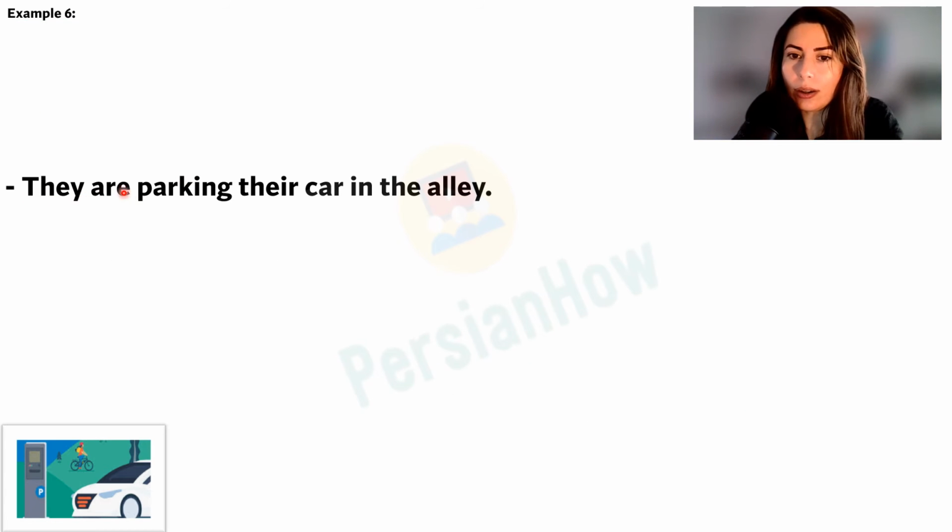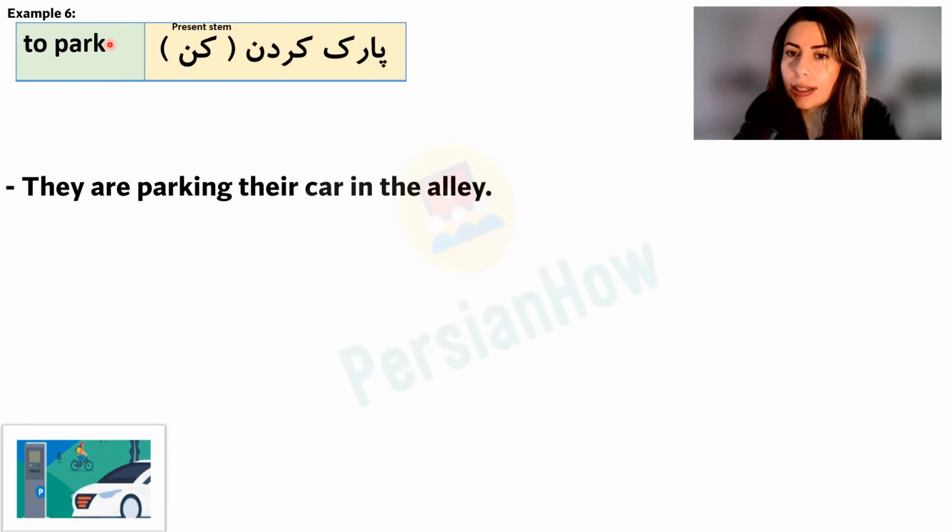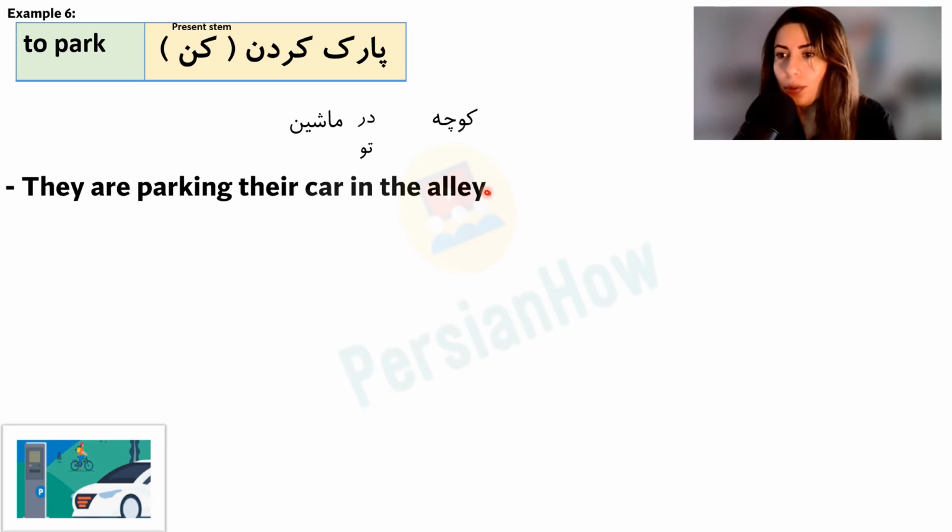Next example, they are parking their car in the alley. So to park in Farsi is park kardan. Easy, right? And now car is mashin, preposition in is dar. In the spoken language it is pronounced to, and alley is kuche. So why did I use alley here? Because alley is something that is very typical to Iran. In Iran, we have main streets, and then there's a lot of alleys which are called kuche. That's how the structure of the cities are.